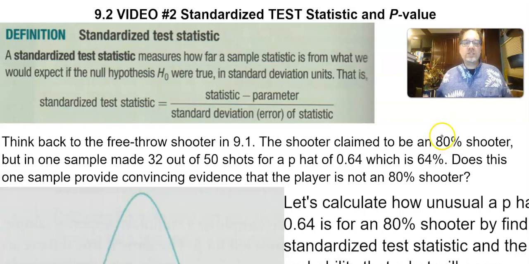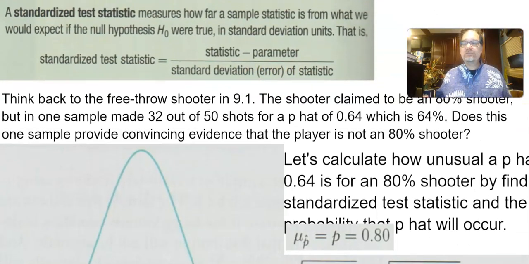Alrighty there, statisticians. In this video, we're going to talk about our standardized test statistic, our z-value, and our p-value. So remember, our formula sheet does not give us just here's how to find z. Our standardized test statistic measures how far a sample statistic is from what we would expect if the null hypothesis were true, in standard deviations. So z equals our statistic minus our parameter, divided by the standard deviation or the error of that statistic.